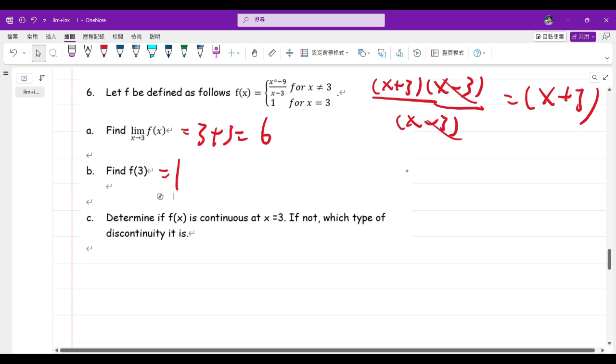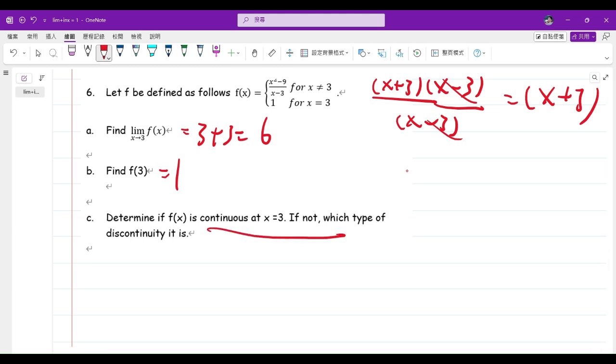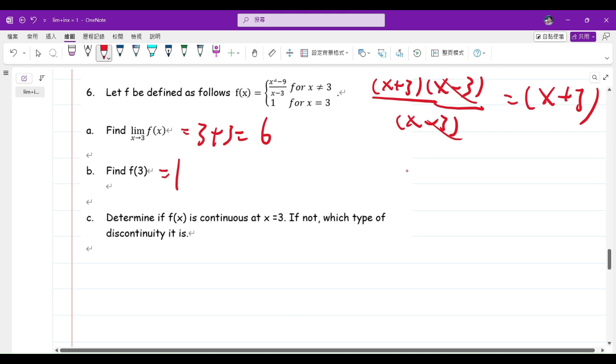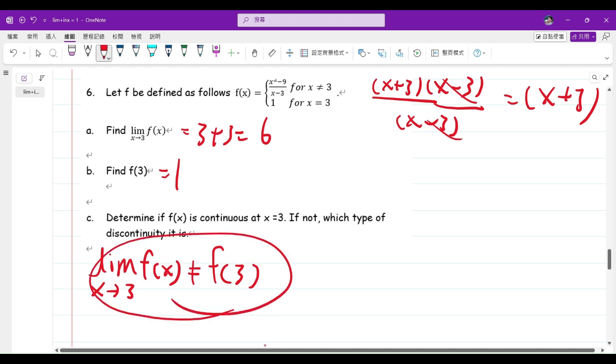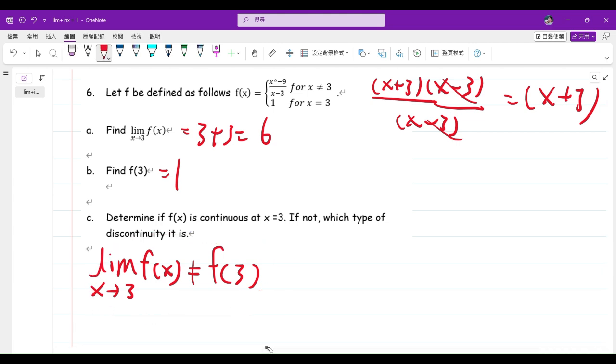Okay. Determine, all right, this, you must write this. So the limit when x approaches 3 of f of x does not equal f of 3. This is your reason. You have to write the reason and you got 1 point.